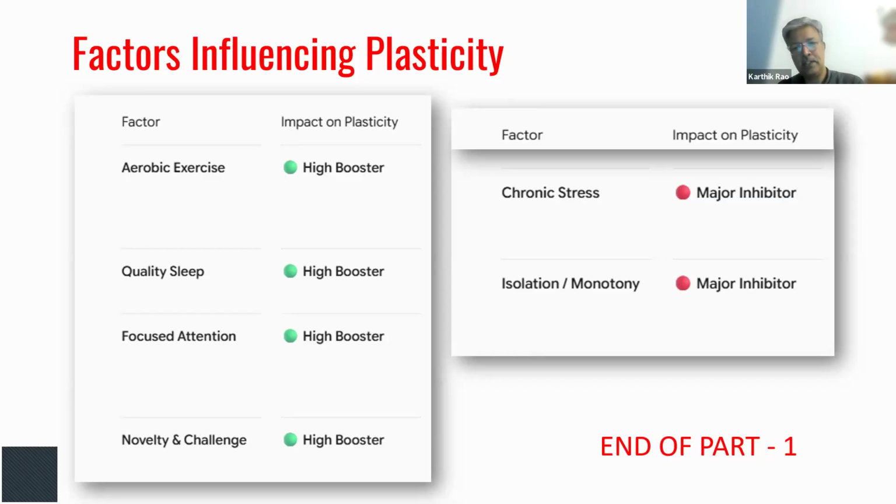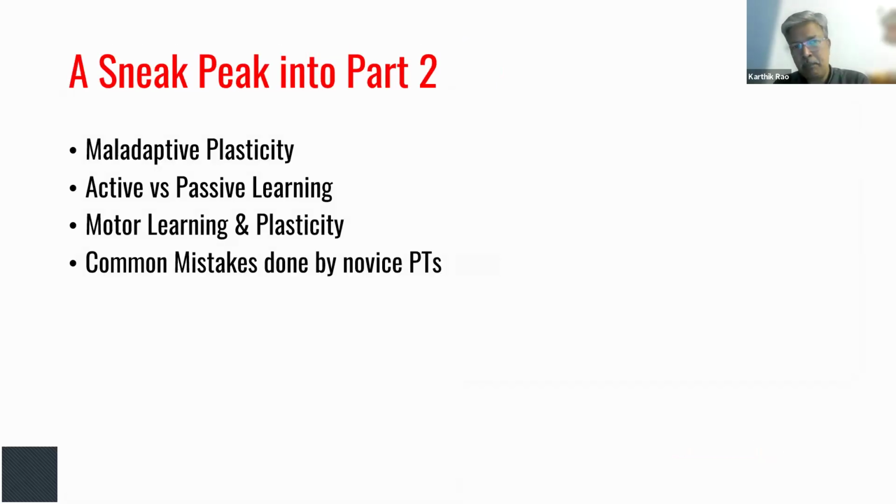So with this, we come to the end of part 1. A quick sneak peek into part 2. What are we going to discuss in the next section? We're going to discuss maladaptive plasticity and how active learning compares to passive learning, and a few tips on motor learning principles which relate to plasticity, and common mistakes made by novice PTs, which we can avoid in the best interests of the patient as well. So we shall be discussing these topics in part 2.